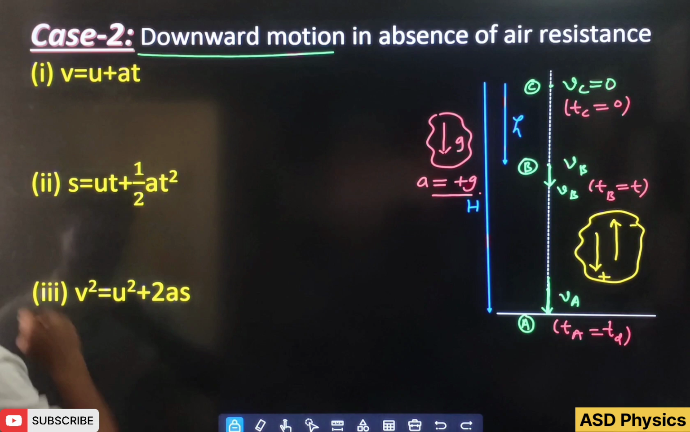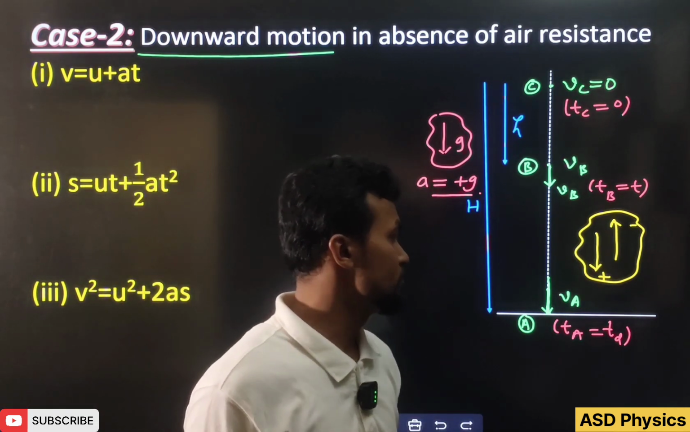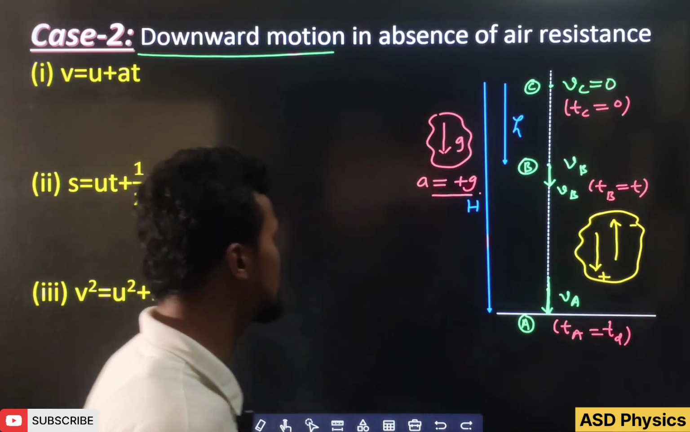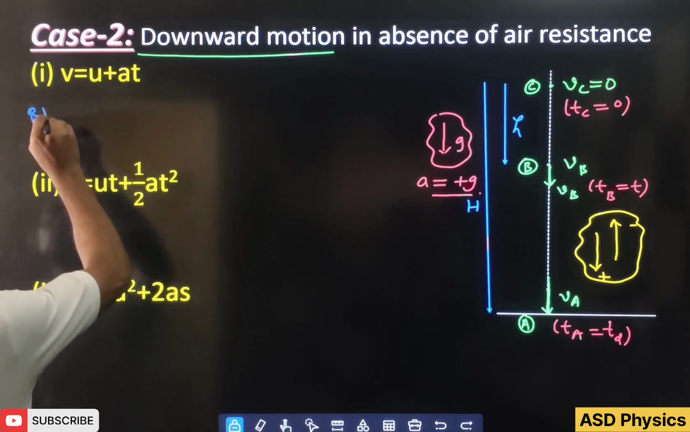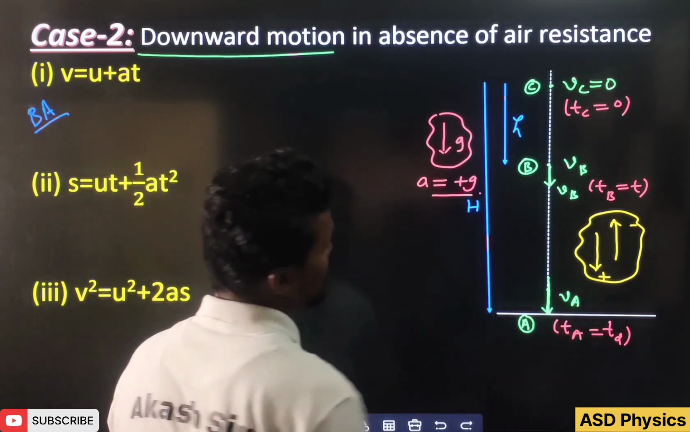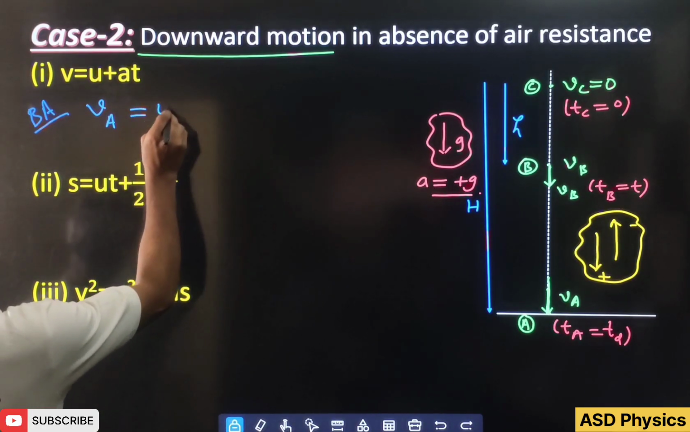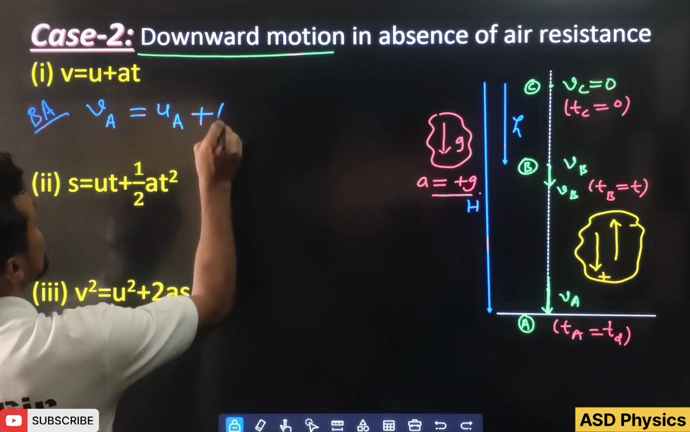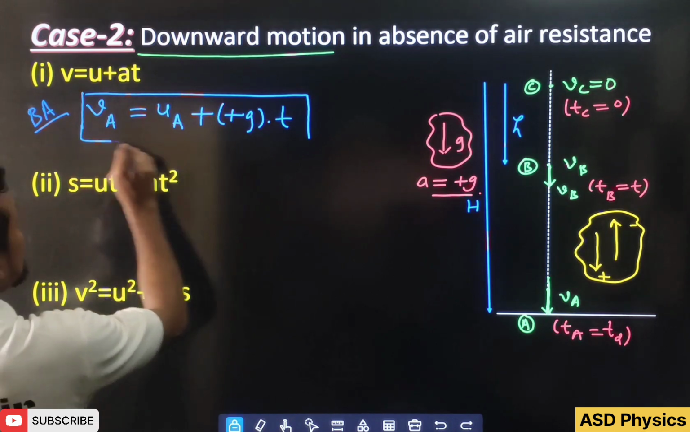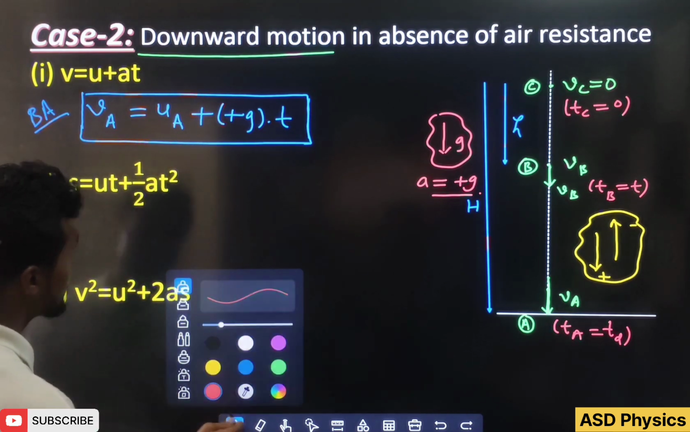v equal to u plus at. First, in a very basic way, I am going to use it from B to A, so that we get some initial velocity and some final velocity also. Remember that here B is the initial velocity, A is the final velocity. So what can I write here? v_A is equal to u_B, acceleration plus g, and time is t. So we can write directly v_A equal to v_B plus gt. Understand the basics, kindly. Basics are important.